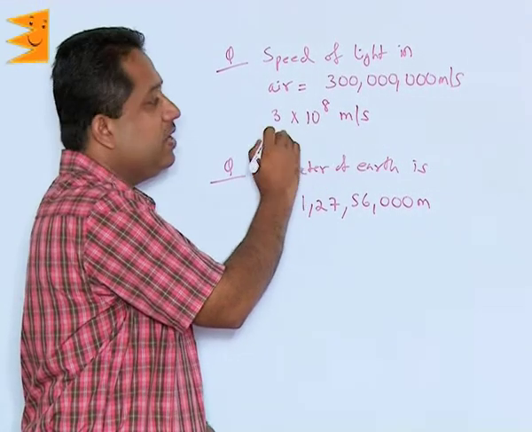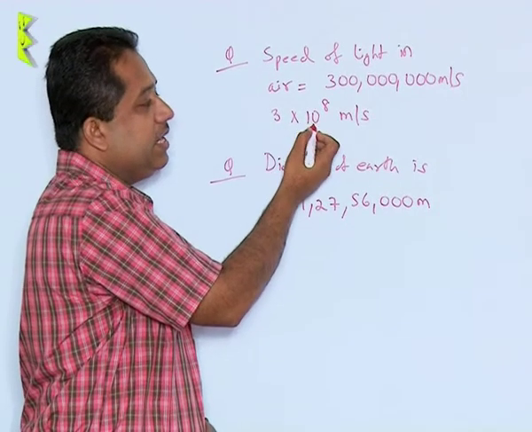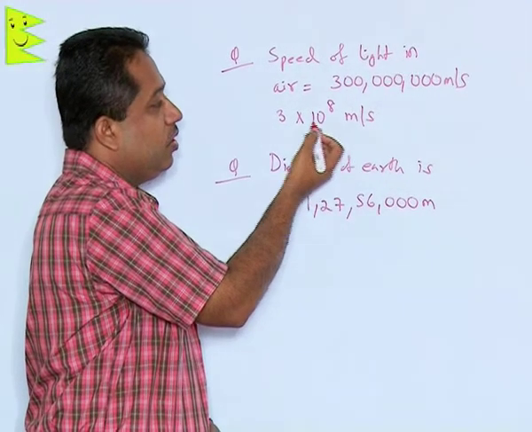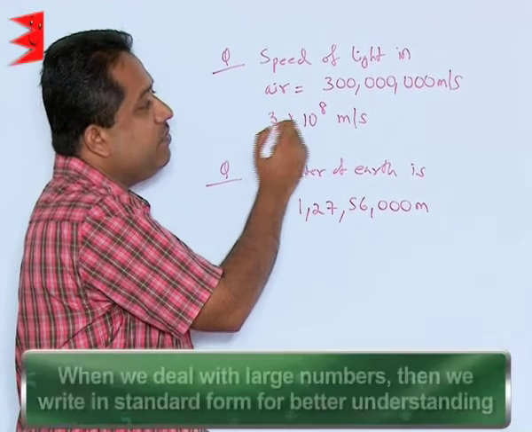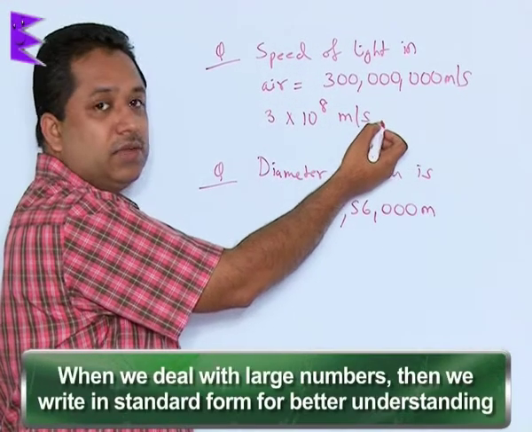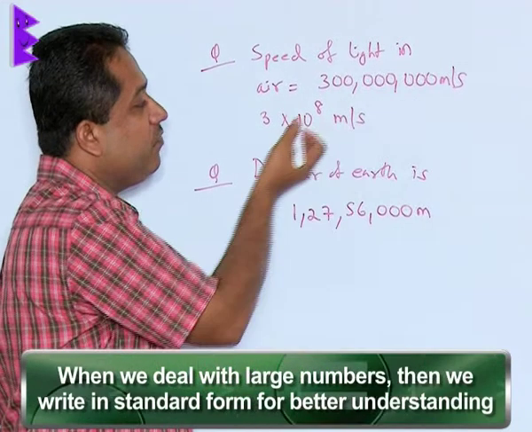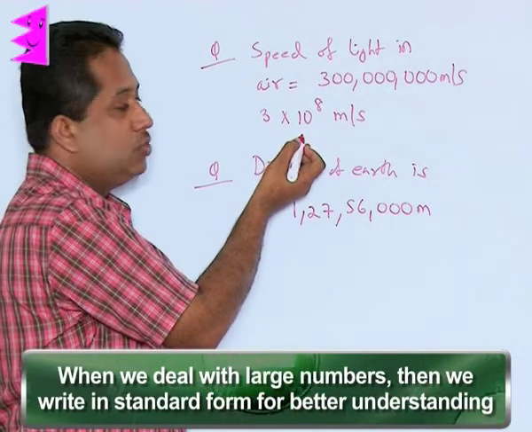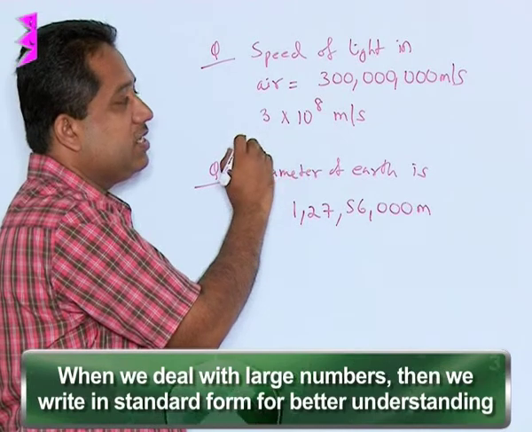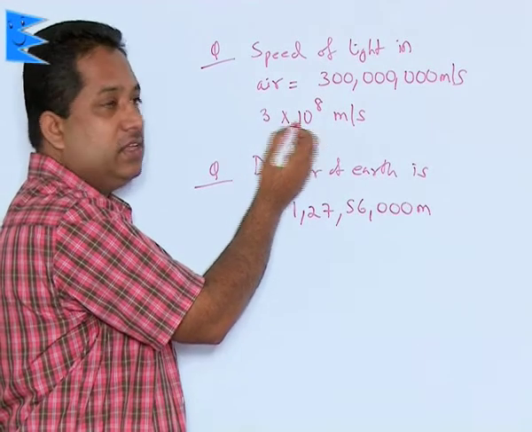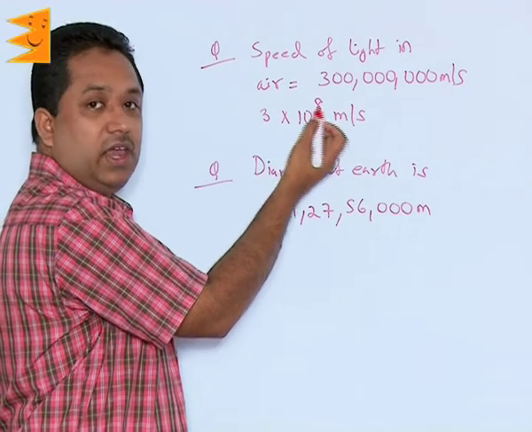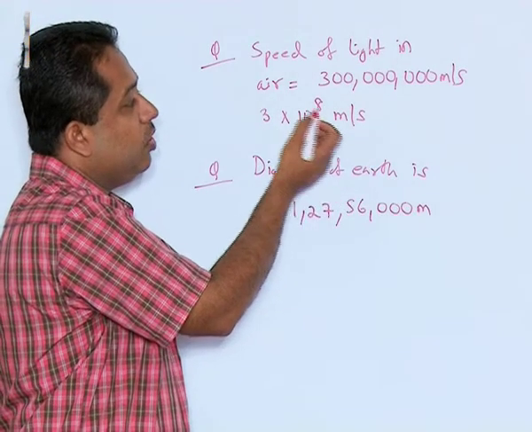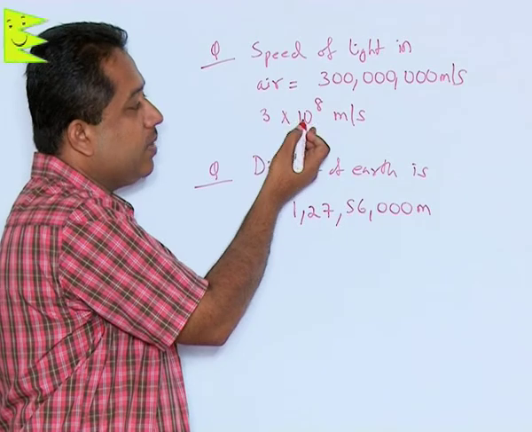So normally when we are dealing with any mathematical or physical, or even for that matter sciences, when we deal with very large numbers, instead of writing in this form, we write it in the standard form so that it's easier to understand. So 3 into 10 to the power 8 is easy to understand because it means that it is 3 with 8 zeros after it.